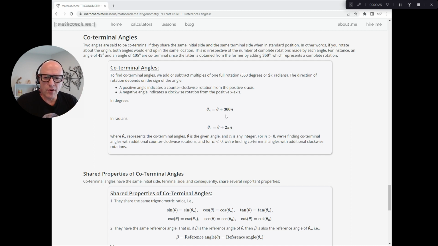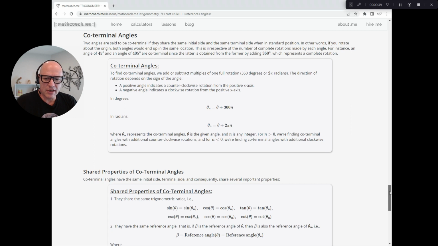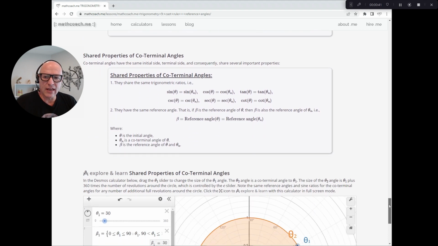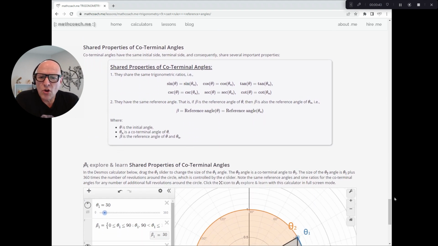So here's the formula to calculate the coterminal angle of an angle theta. Just add 360 times the number of times around the circle, and also the radian version of that as well. Some shared properties of an angle and its coterminal angles.